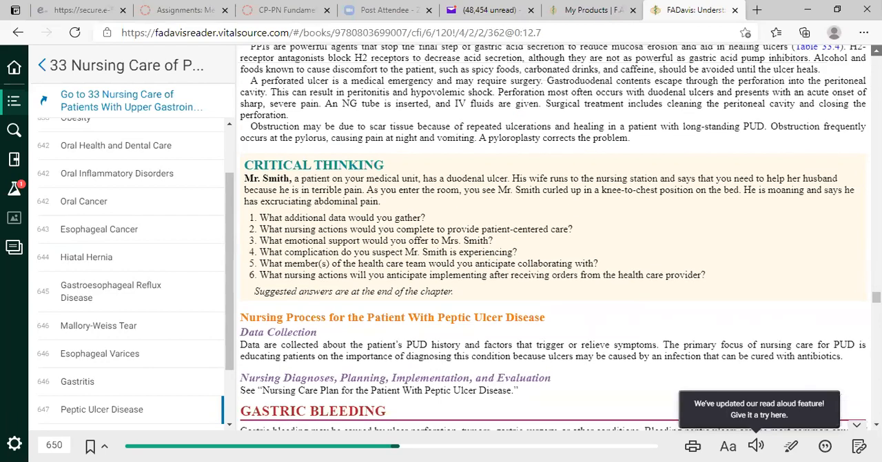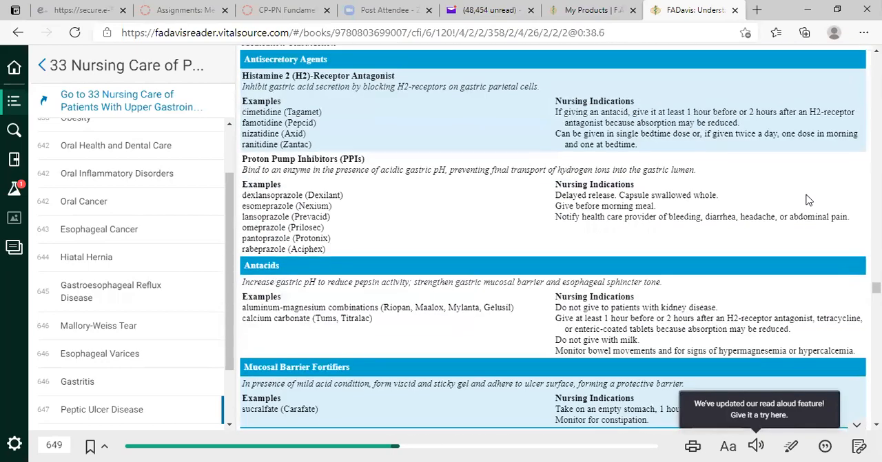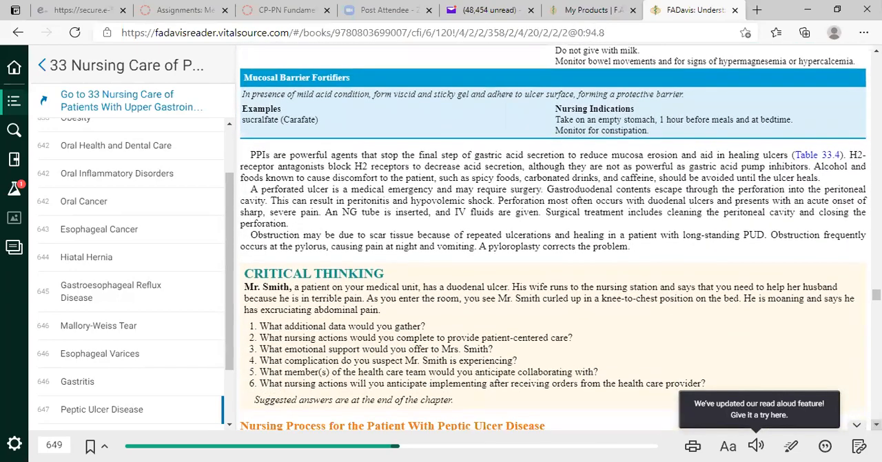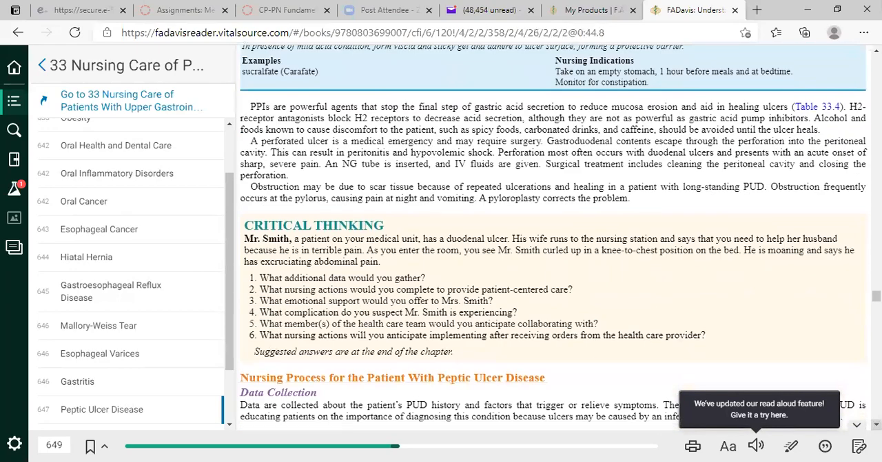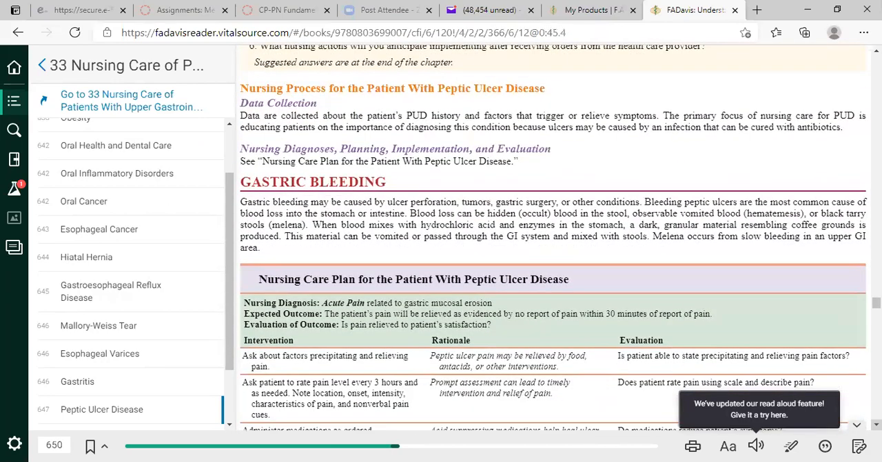And then it talks about a perforated ulcer. What do they mean by that? A tear or something? It's kind of like a puncture, to say something like that. Okay, a hole, yes, where that can be considered a medical emergency. Okay. It talks about gastric bleeding.